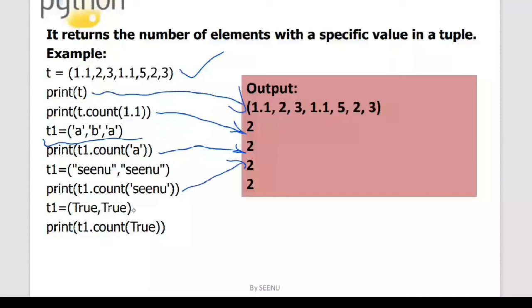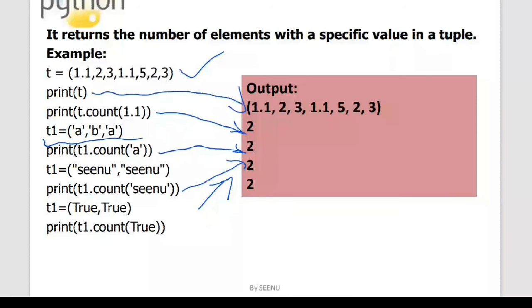Why I have given all this is I just wanted to show you that you can apply this count operation on any kind of data type. And also you can see that the tuple can consist of integers, floats, characters, strings, and also Boolean literals. Is count clear to everyone? Yes, ma'am.